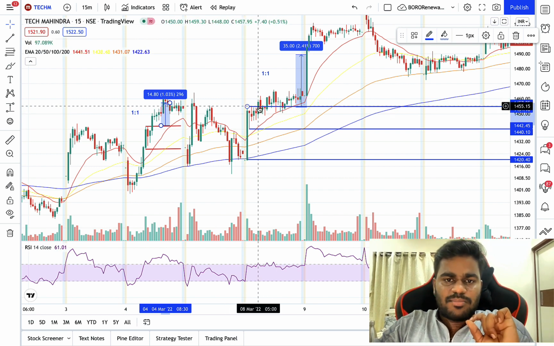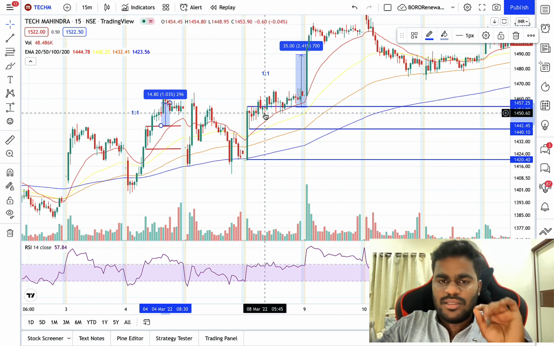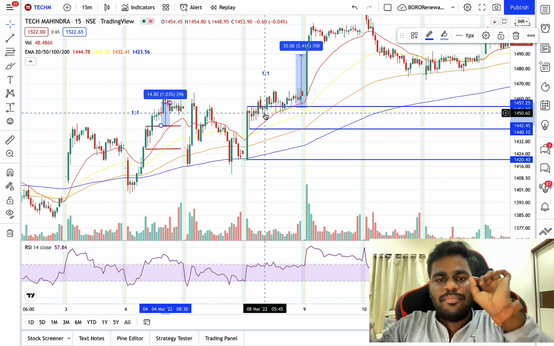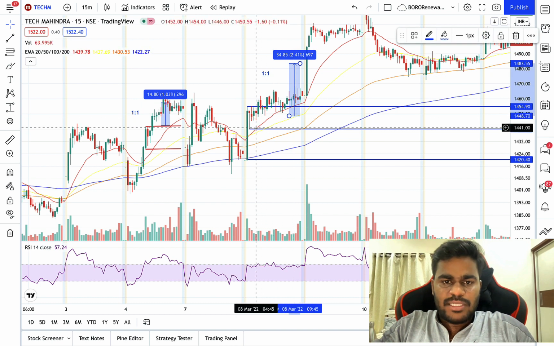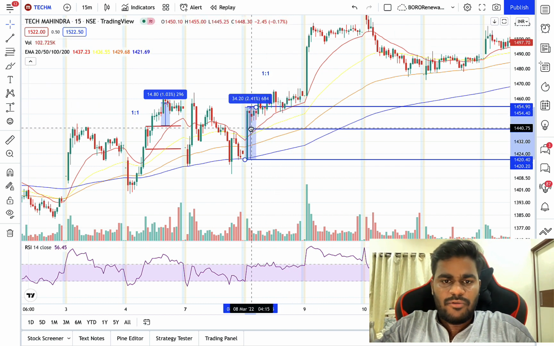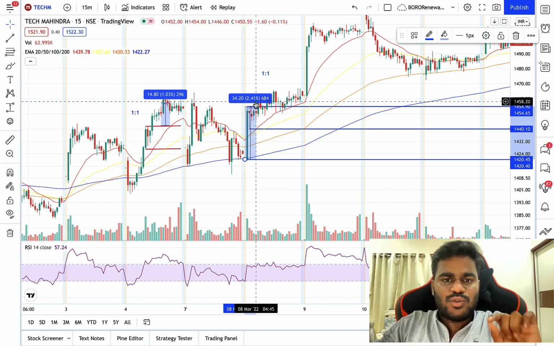So this is where my trade will begin. I'll take the entry here. Obviously the stock will come down a little. There's no need to worry until it hits your stop loss. Few people take the stop loss at the low of the inside candle, but I personally take the low of this parent candle. So I'm ready to take the loss at 2.41%.